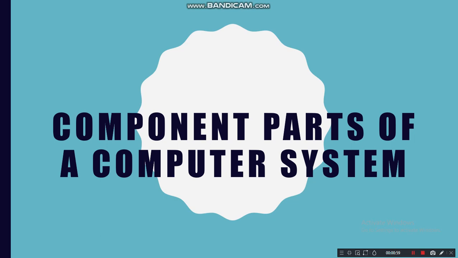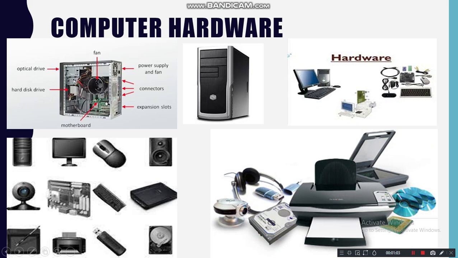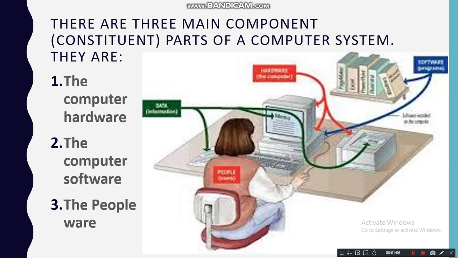A complete computer system actually comprises three parts. We have the computer hardware, we have the computer software, and we have the peopleware. These are the three parts that make up a complete computer system. So if those three parts are not present, we can't really say we have a computer system. What you normally refer to as a system is actually the computer.